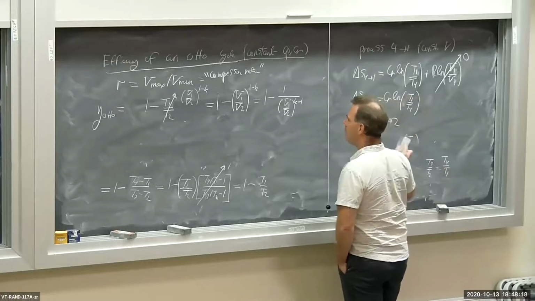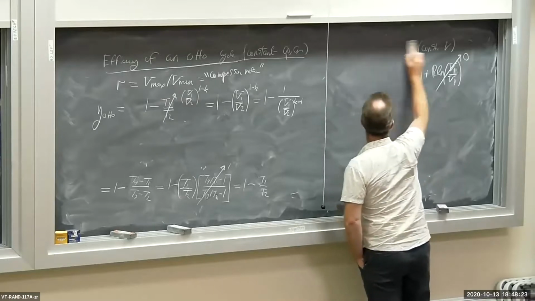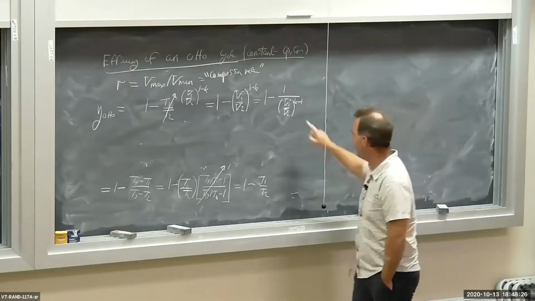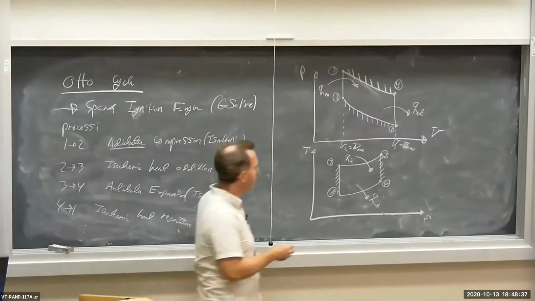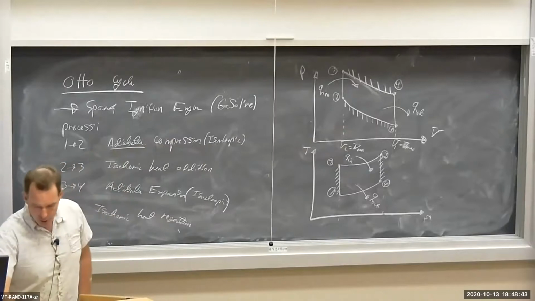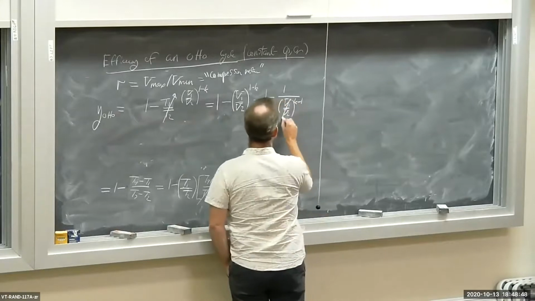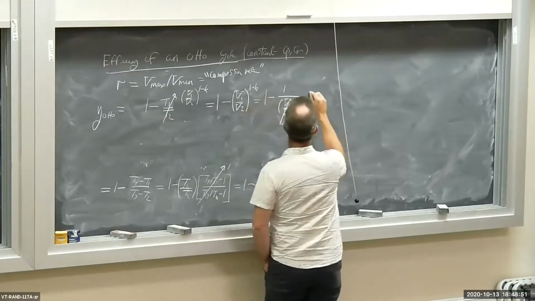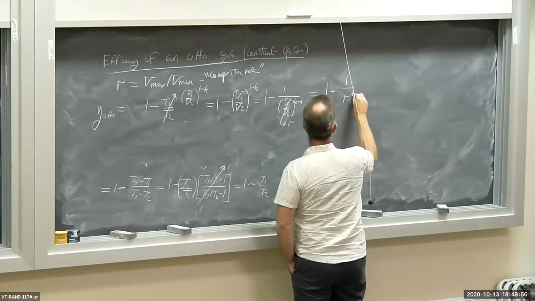Now, that quantity, V1 over V2, that's actually V max over V min. So let's go back and look at our PV diagram. V1 is V max, V2 is V min. So I got the compression ratio down there in the denominator of my fraction. So this guy here is R, or the compression ratio. So I get 1 minus 1 over the compression ratio, K minus 1.